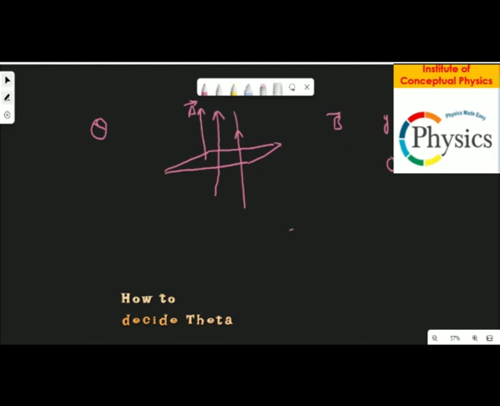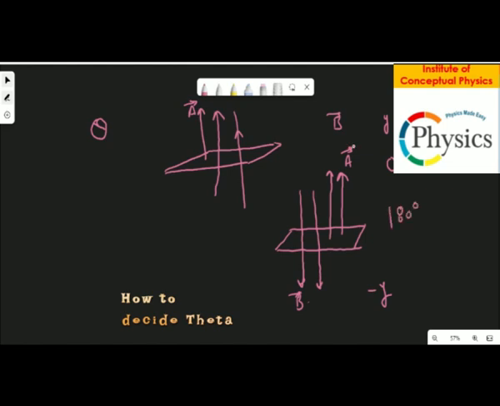But consider a situation where this is your area vector, and the magnetic field is inside. This is the magnetic field. The magnetic field is in the minus y axis. The area vector is still upwards. This is the area vector, perpendicular to the area, and this is your magnetic field. As you can see, they're anti-parallel. So in an anti-parallel case, the angle between them is 180 degrees.